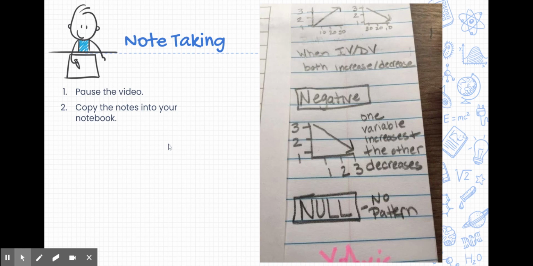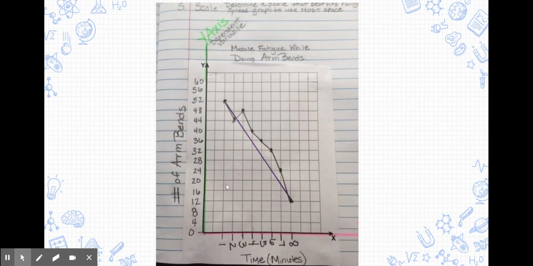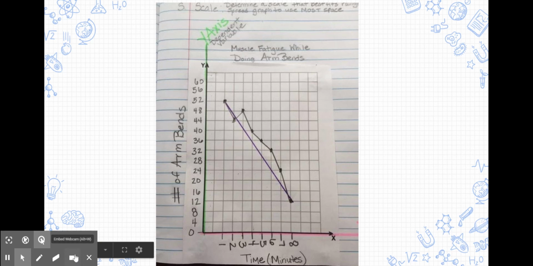So what kind of relationship do we have in our notes? One of the things you can do is draw a line to get the general trend. And in this case, it's going from high to low over time, which means that there is a negative relationship. Please take a picture of your notes, put them in the file, and submit them for a grade.